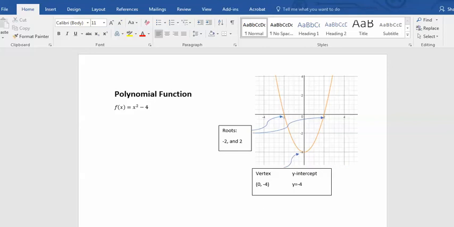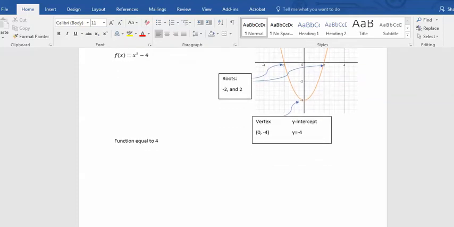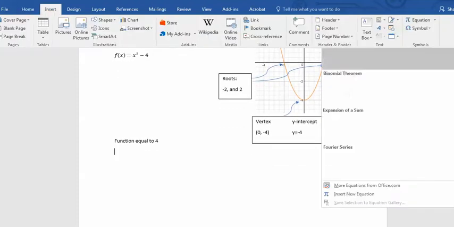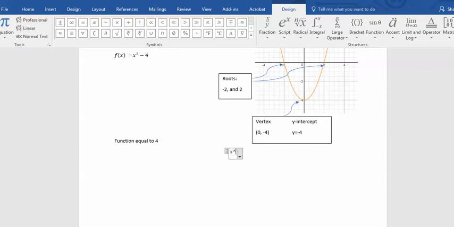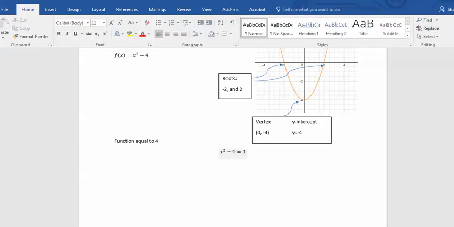Okay. So function equal to 4. I want to set my equation equal to 4. So I'm going to insert my equation, and I'm going to say x squared minus 4, and set it equal to 4, because I'm going to try to find out when my function is equal to 4. I'm just going to move that over. Okay, can I keep this going? I think sometimes you hit shift and enter. I'll let you just keep going with the equations.